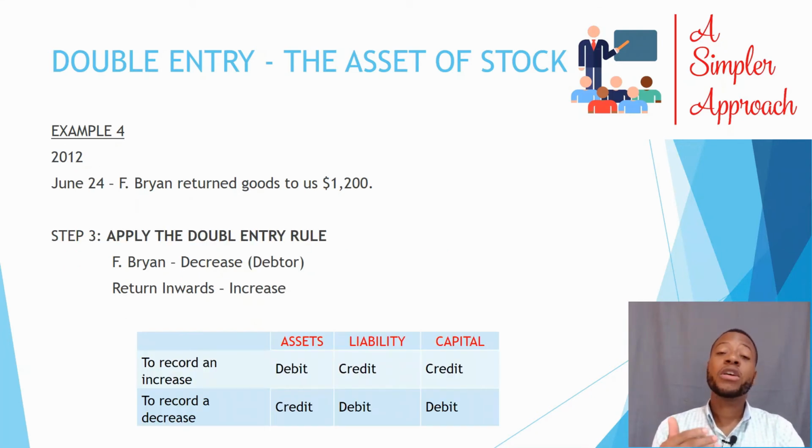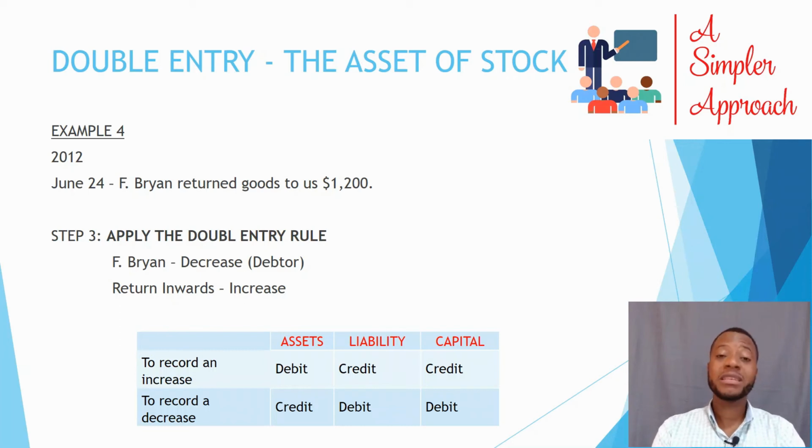Now, for the double entry rule, both items are assets. If Brian is a debtor, debtors are assets. Stock is coming back in via returns inwards, stock is an asset. Okay? It's just that one is decreasing and one is increasing.